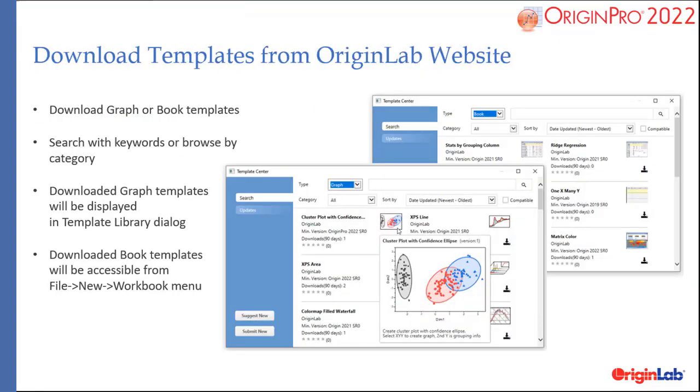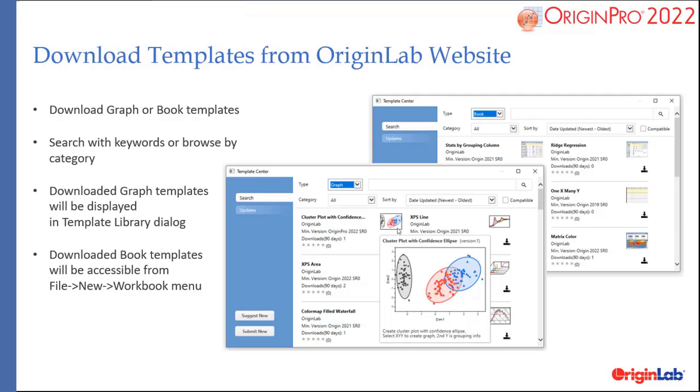Origin ships with many graph and book templates. Now we have added the capability to download extended graph and book templates from the OriginLab website. You can simply open the Template Center dialog from the Tools menu and search for templates by keyword or category. Once you have browsed a template, you can simply click the download button to download it. The downloaded graph templates will be displayed in the Template Library dialog, and the downloaded workbook template will be accessible from the File, New, Workbook, or File, New, Matrix menu.